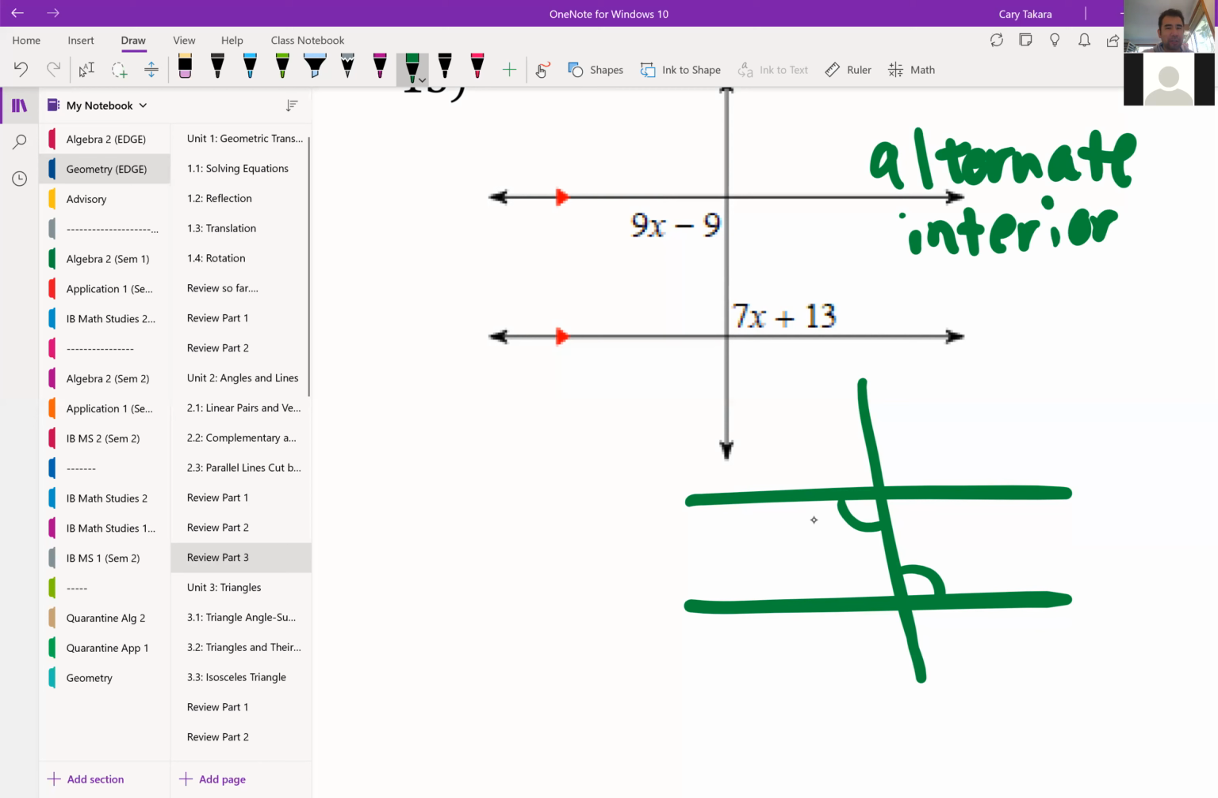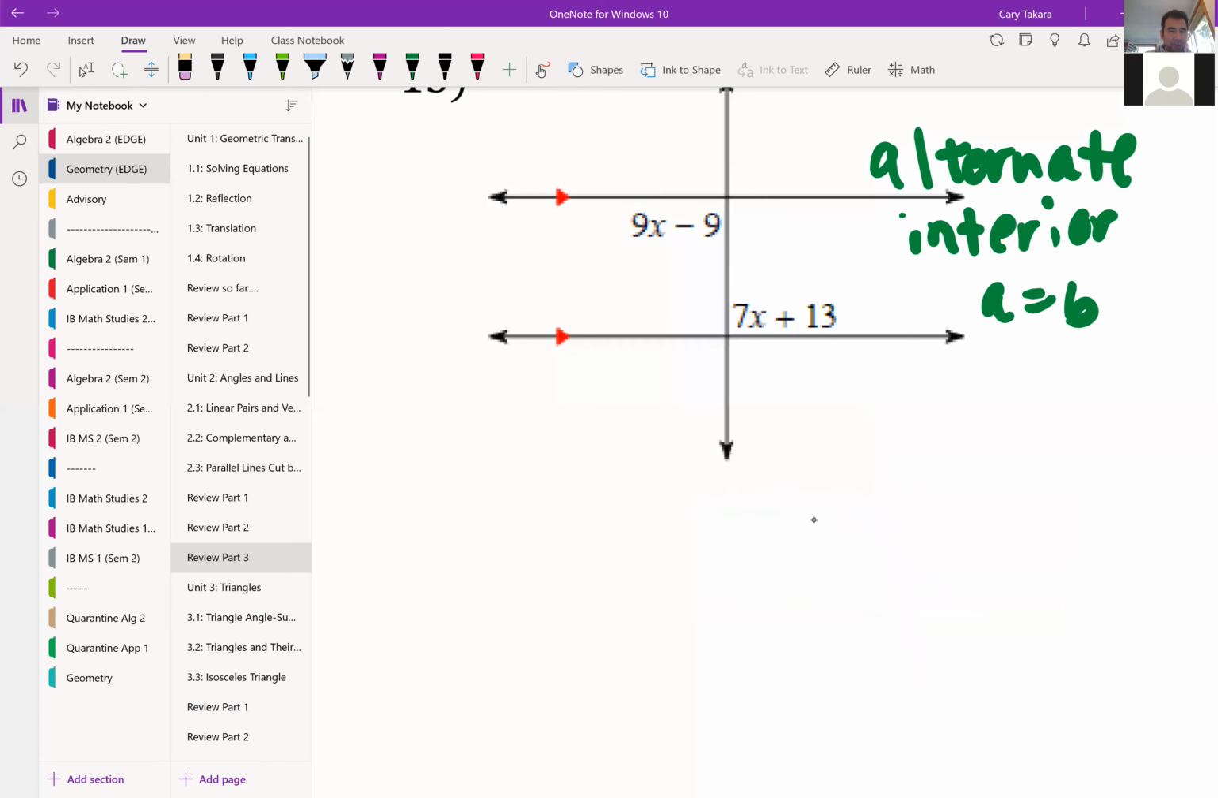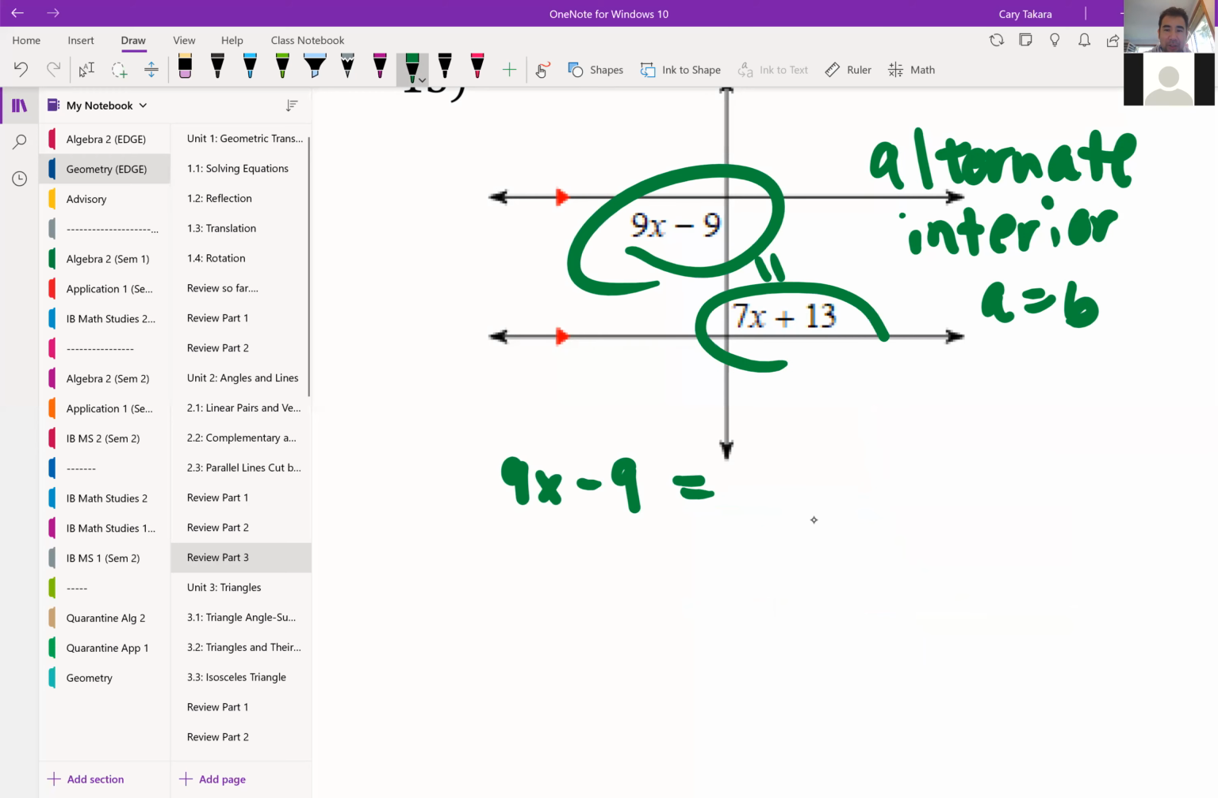And for alternate interior angles, the relationship is A equals B. They are equal to each other. So the equation that you need to set up will be 9x minus 9 equals the other one, 7x plus 13. And you're just going to solve that. We've got x's on both sides.